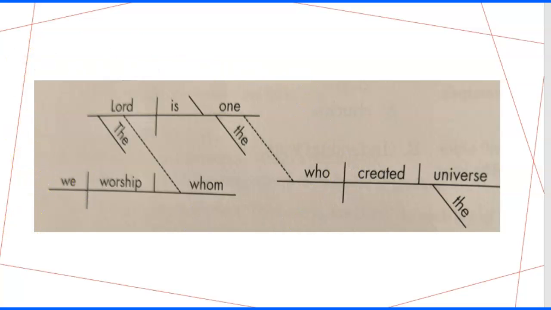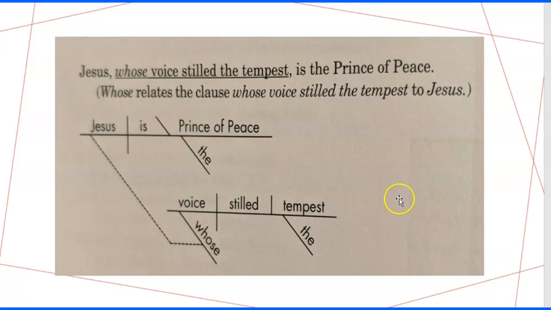Okay, let's look at the next one. Jesus, whose voice stilled the tempest, is the Prince of Peace. So again, it's a whole issue of just pulling parts out. So we're going to take the whose voice stilled the tempest. We're going to completely pull that out. And that leaves our main independent clause. Jesus is the Prince of Peace. Jesus is backslash Prince of Peace.